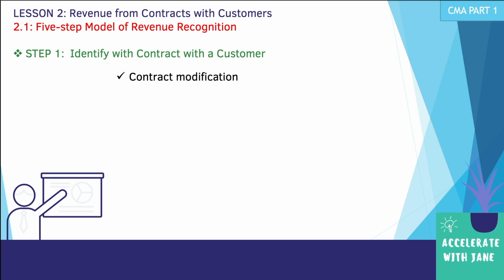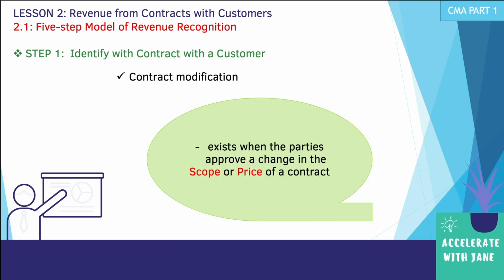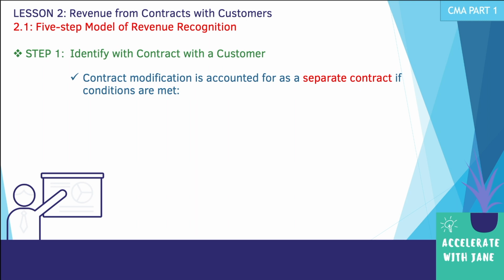So under step 1, we should also consider the contract modification. In some instances, we have an original contract, however, circumstances change. Hence, there are some instances when there are modifications to the original contract, right? So this exists when the parties approve a change in the scope or price of a contract. So take note, a contract modification exists if there is a modification in terms of the scope and the price of the original contract. It is accounted for as a separate contract if conditions are met.